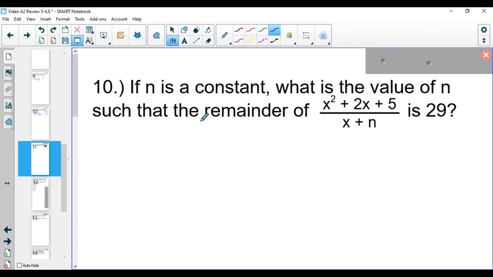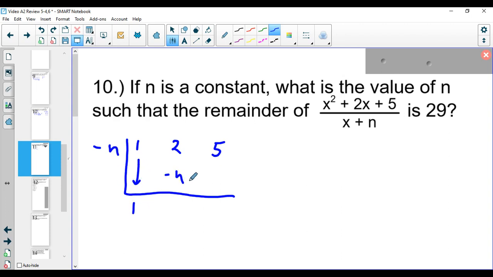Very similar to the last one we did. It says if n is a constant, what is the value of n such that the remainder of this division problem is 29? All right, so let's start dividing. We can use synthetic division because it's just x plus or minus a number. Here the real root would be negative n. X squared has a coefficient of 1, x has a coefficient of 2, and the constant is 5. No missing terms, so we're good.